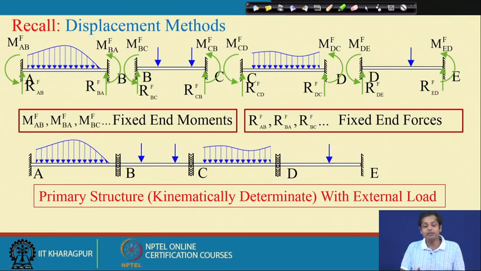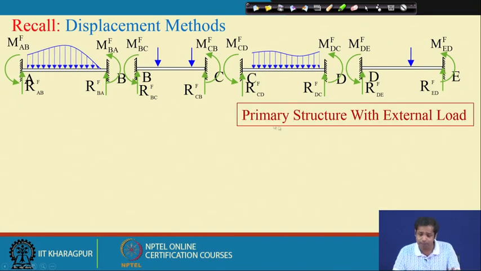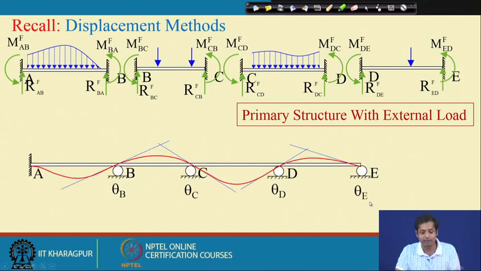Now, once we have the fixed end actions, what did you do in the displacement method? If you recall, this is a primary structure with external loading. Primary structures are kinematically determinate structures. All the degrees of freedom are constrained. But then in the actual structure, it deforms, right? And suppose this structure deforms like this.